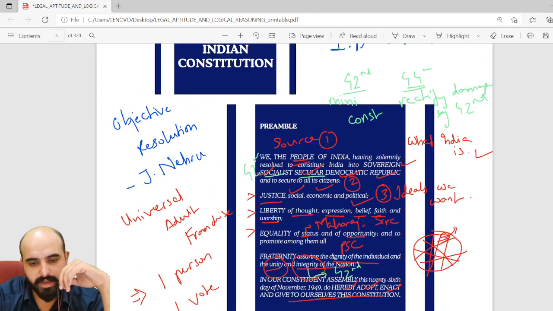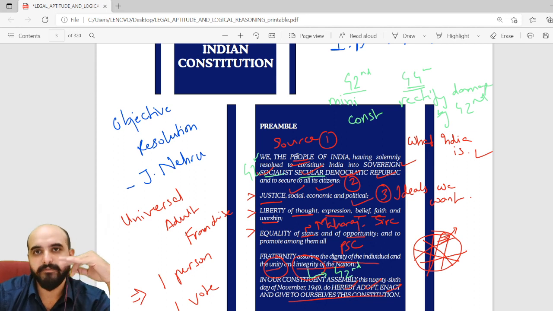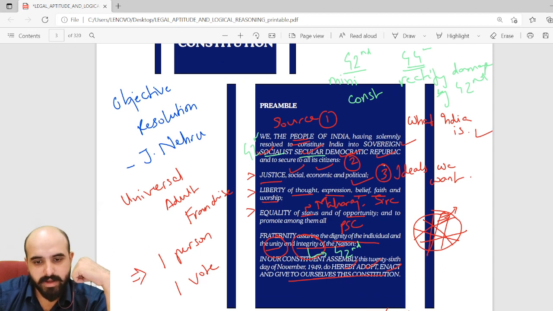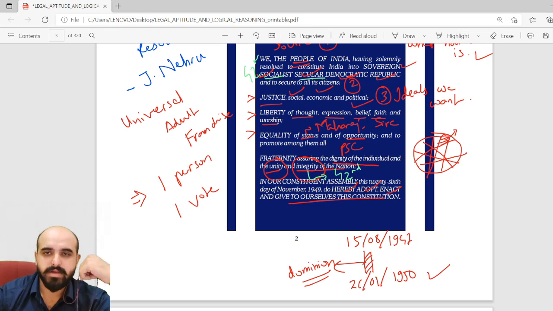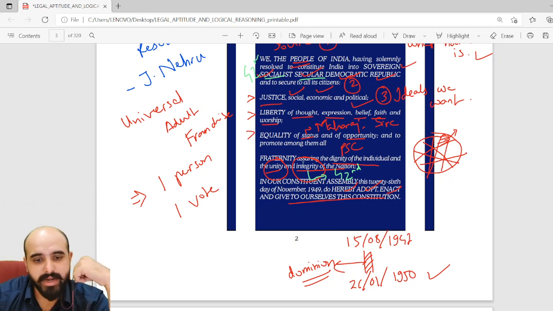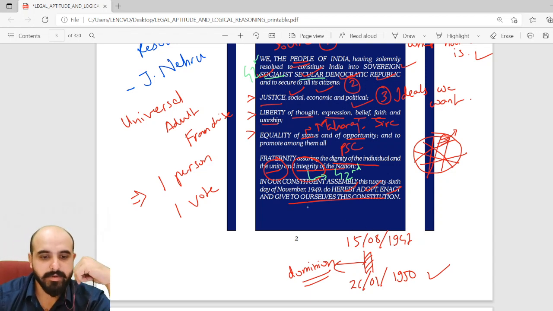We talked about the source of the constitution. We the people, me and you, are the source of the constitution. We give it power. Then we talk about what India is. Then we talk about what ideals we want, and this is the enacting clause. We cannot just wish for something and expect it to happen, right? You cannot wish to become a CS, or clear CSEET, and just by wishing it would happen. You need to take action. This is the enacting clause. In our Constituent Assembly, 26th day of November 1949, do hereby adopt, enact and give to ourselves this constitution, right?